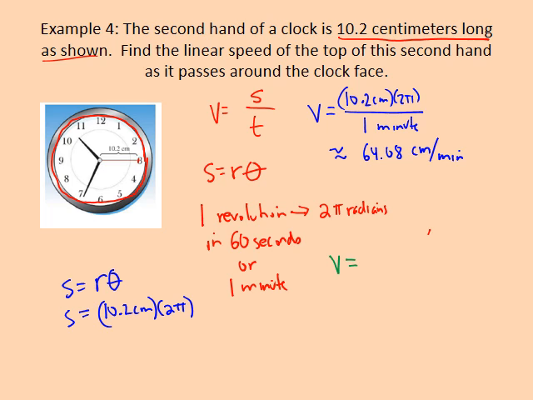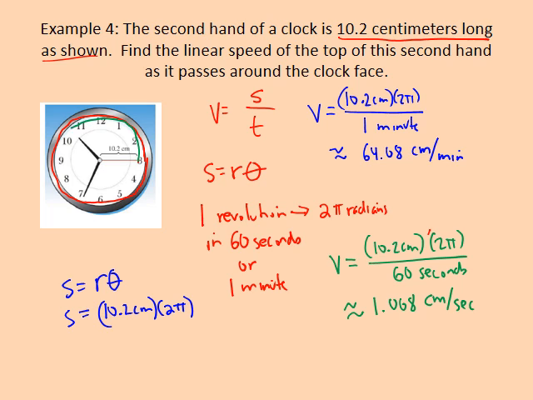So the setup would be the same, 10.2 centimeters times 2 pi divided by 60 seconds. When you plug that into your calculator, you get 1.068 centimeters per second. Both answers are valid and represent the speed of the tip of the second hand as it travels around this particular clock face.